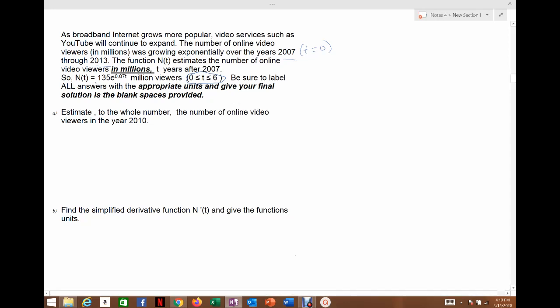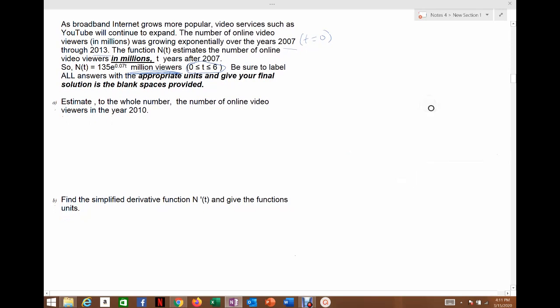All right, we are looking at the N of T, which estimates the number of online video viewers in millions. So I've got to keep track of the fact that when I write my units, the viewership is in millions, right? Millions of people. And that's important to include in the answer. Be sure to label all of your answers with appropriate units. Give your final answer in the blank spaces provided. Again, this is very similar to how I'll word them on the test, the homework, and the final exam if this type of question is asked.